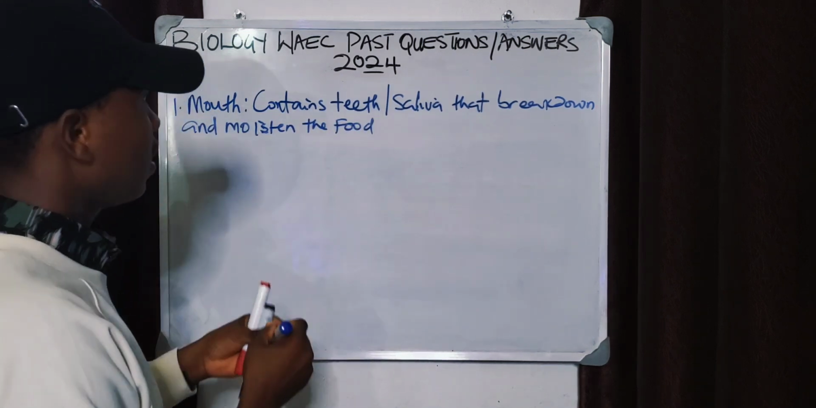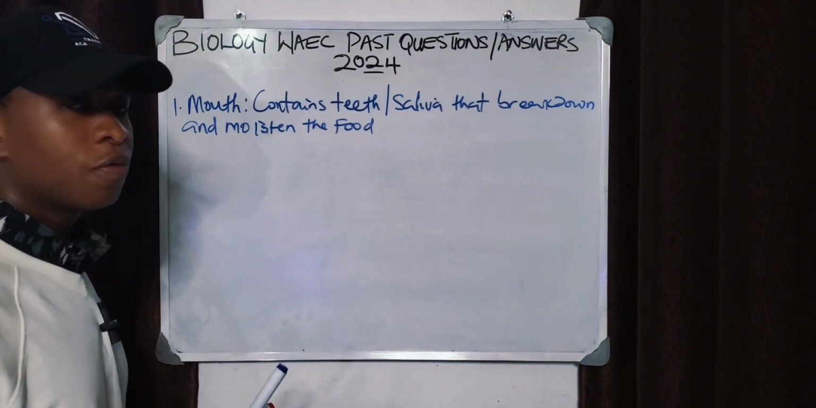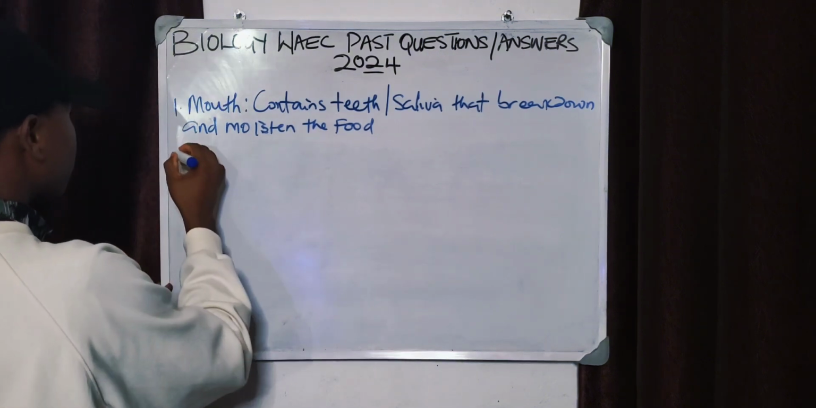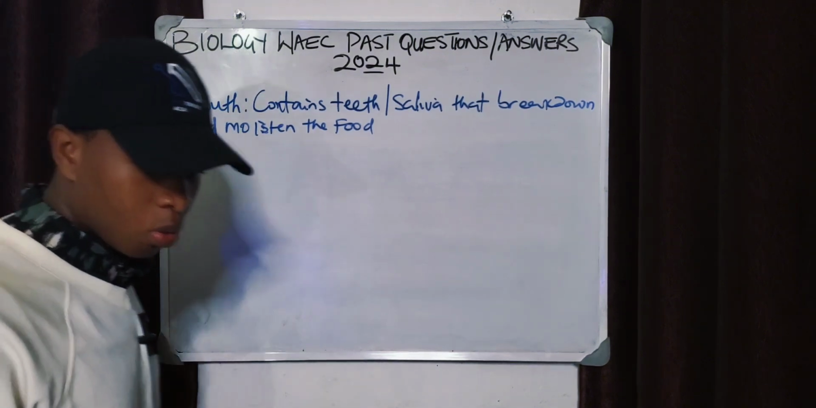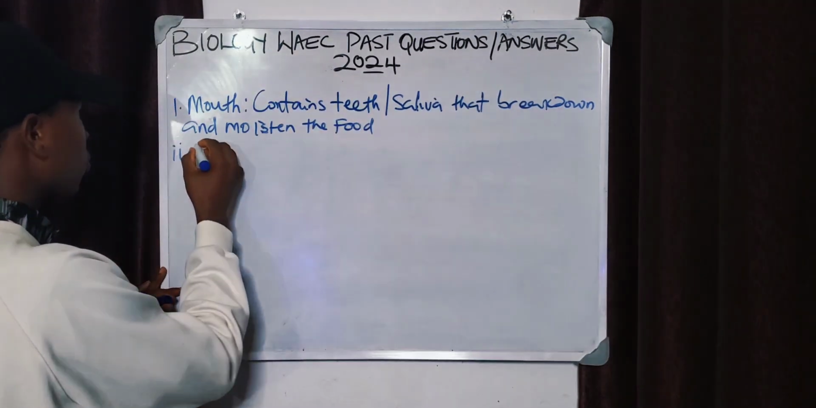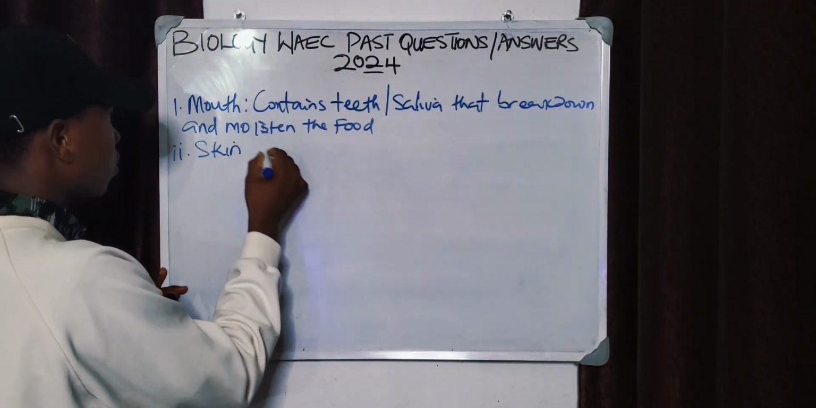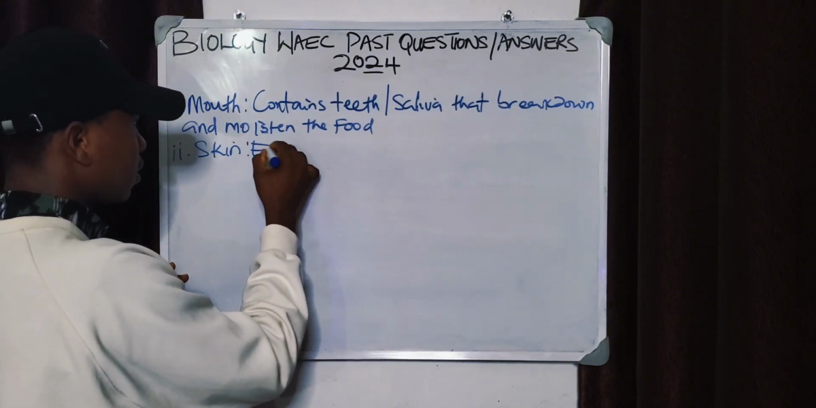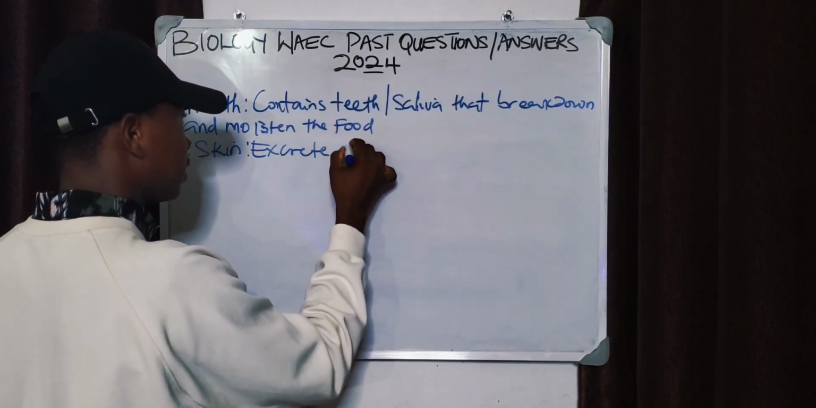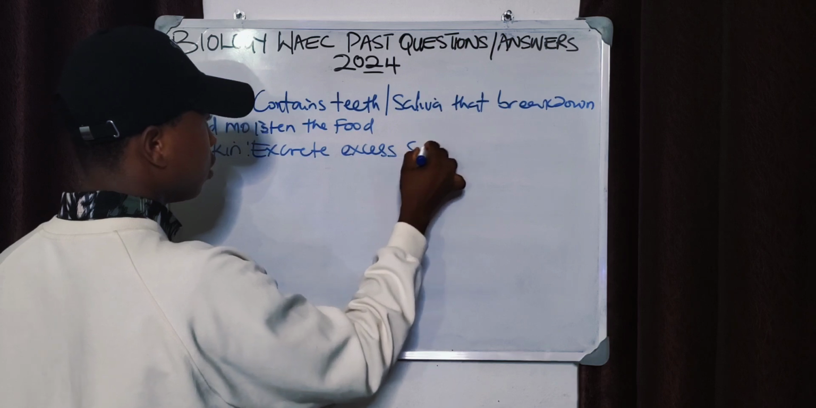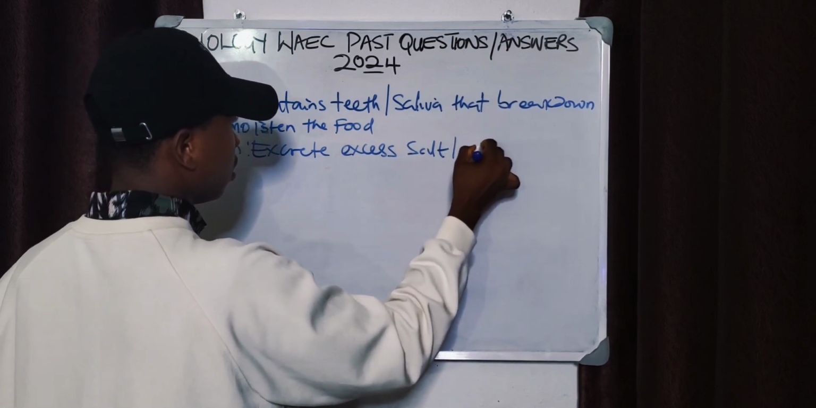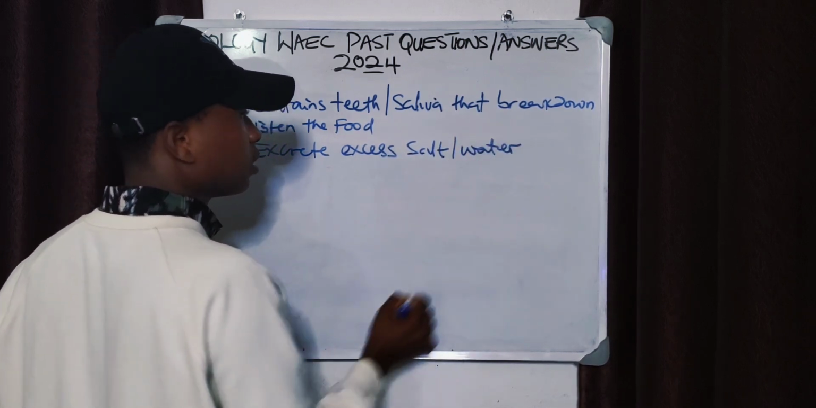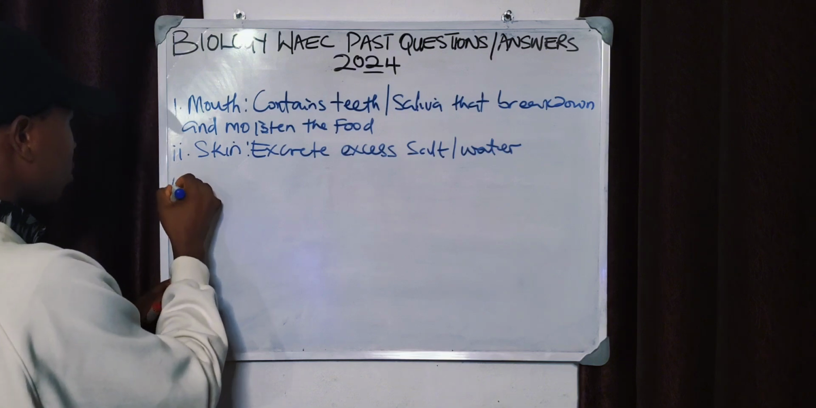So the mouth contains saliva and teeth that break down and moisten the food. Now the second one, II, was the skin. So the function of the skin here is that it excretes excess salt and water.